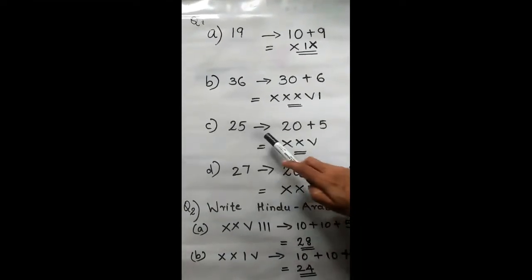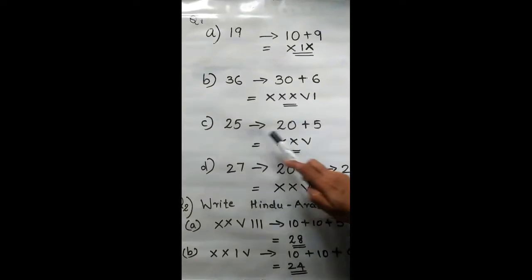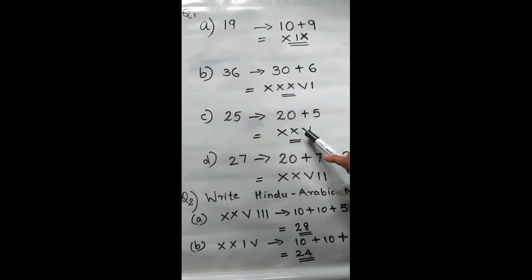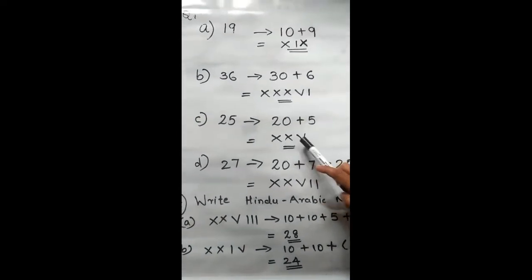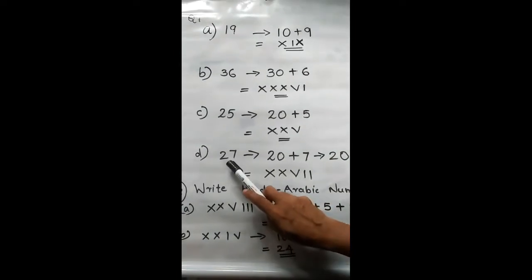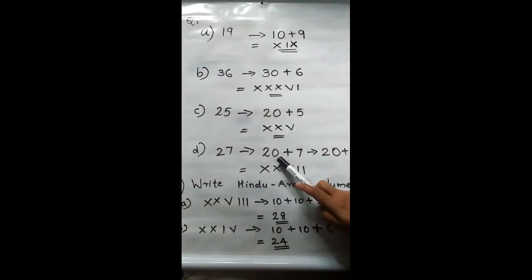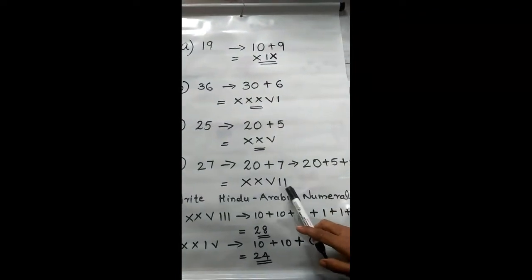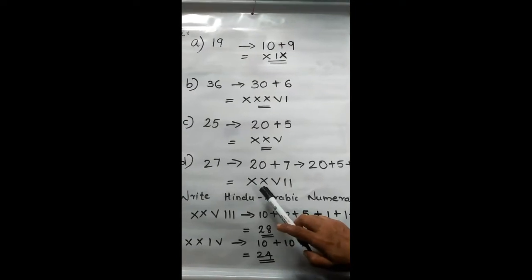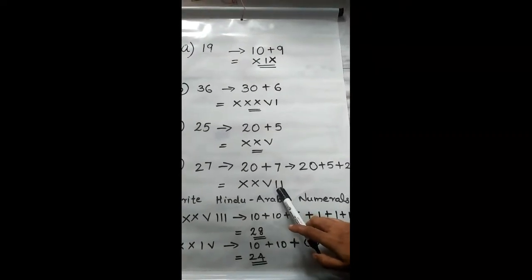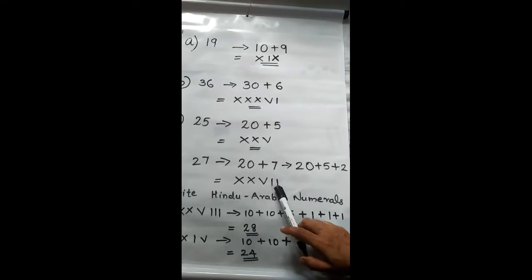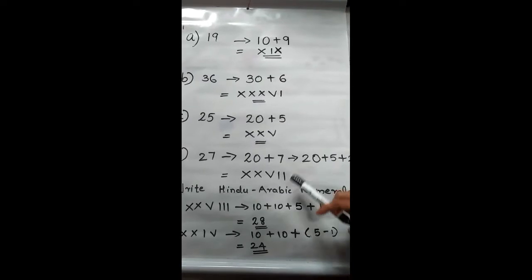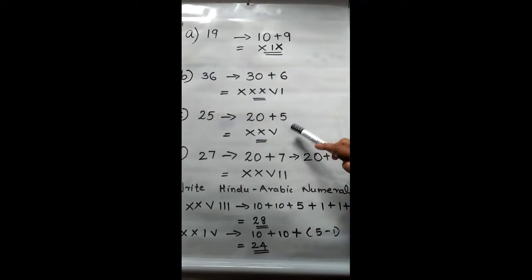25. 25 we can split into 20 plus 5. 20 again 2 times 10. Then adding 5 should be right to this 20. Then the fourth question, 27. 20 plus 7 means 20 plus 5 plus 2. So 2 times 10. Then 5 plus 1 plus 1, 27. In this way we can write the given Hindu Arabic numerals, that means our numbers, into Roman numerals.